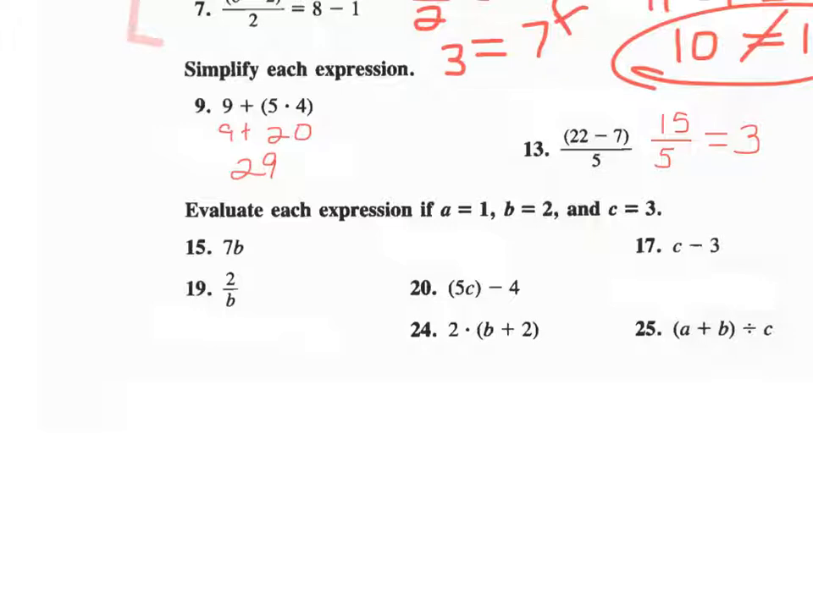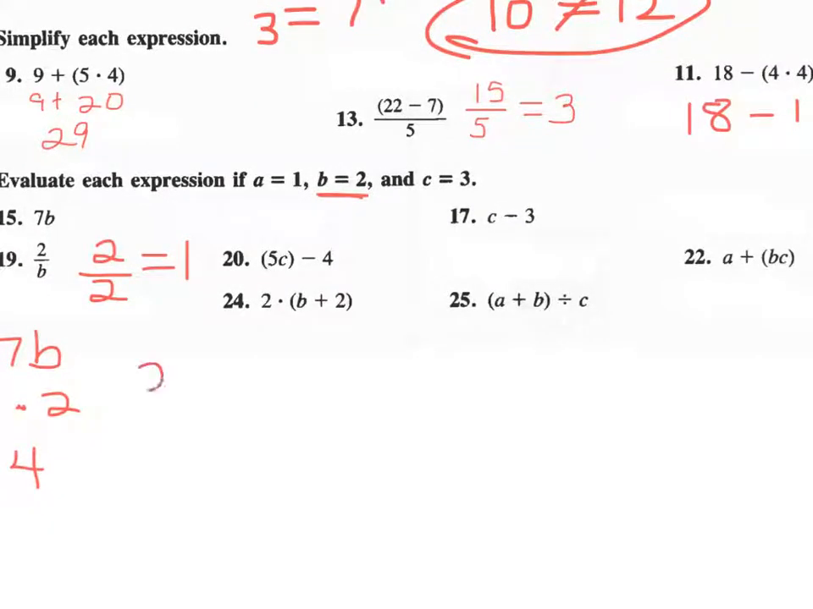All right, let's try and plug in some variables here. I'm going to evaluate, and I'm going to replace each one of those letters. Sometimes it'll be an A, sometimes a B, sometimes a C. So on number 15, the problem is 7B. I'm going to take out the letter B and replace it with the 2. And again, remember, we're multiplying here because it's side by side. And 7 times 2 is? Perfect. All right, let's do the one right below. I'll do number 19. So again, I'm going to put a 2 there for the letter B. And then this is division. So 2 divided by 2 is 1.